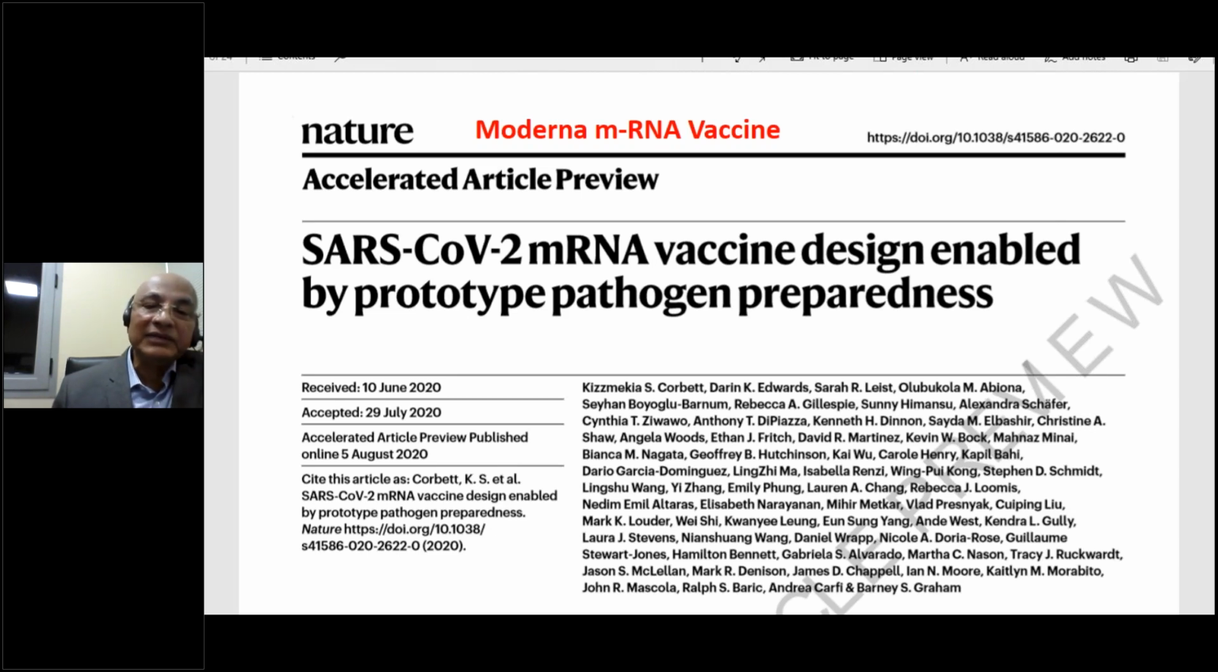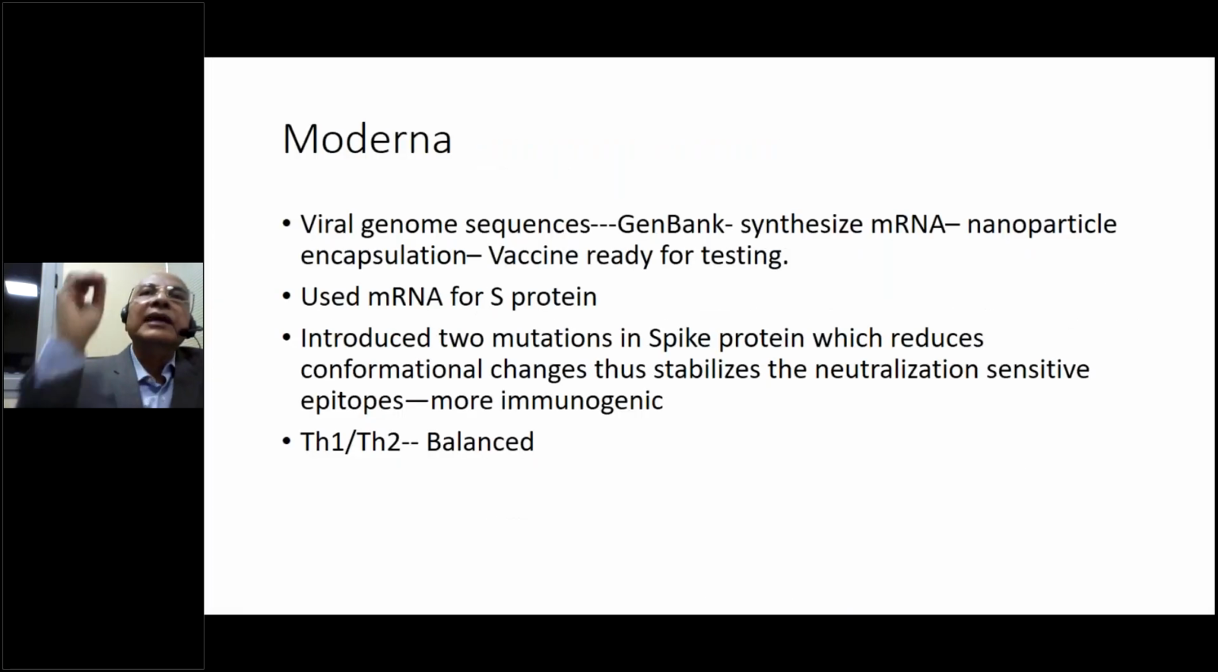For mRNA-based vaccines, this is very interesting. You don't have to grow the virus, you don't have to touch the virus, you don't need any cell line, because the viral genome sequence is present in the gene bank. So the gene bank is a special type of bank. There is no money there. Only the gene is there, only ATCG is there, only DNA and RNA is there.